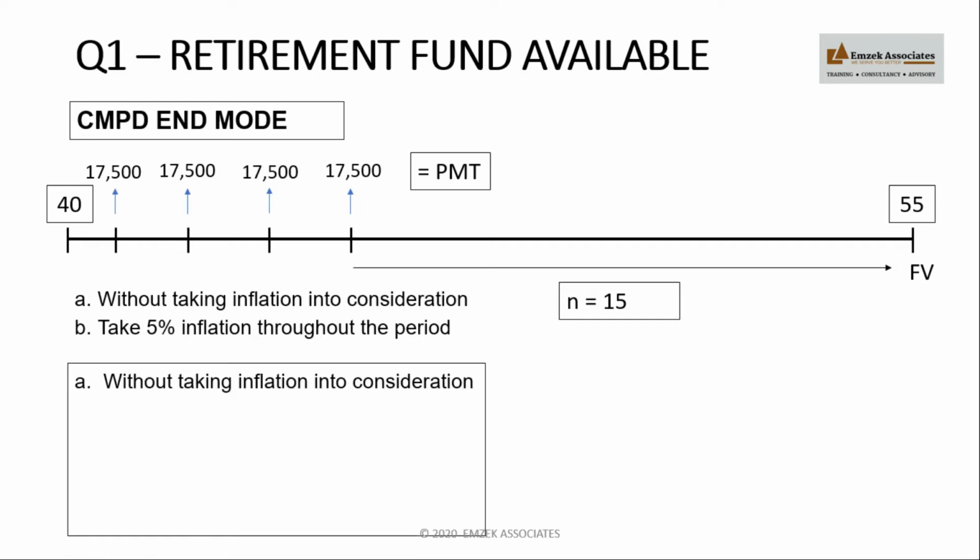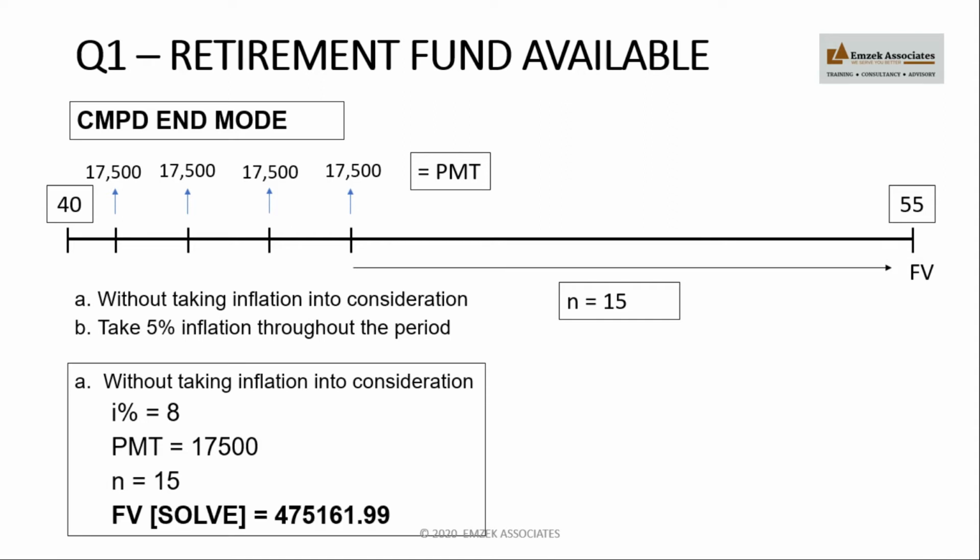Without taking inflation into consideration, we use I percent as 8. This will be the return of investment. PMT is 17,500, period N is 15. So we look for FV, the future value. You solve at FV, and we find the answer.